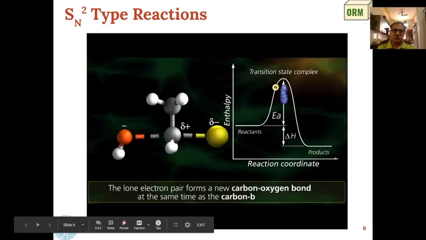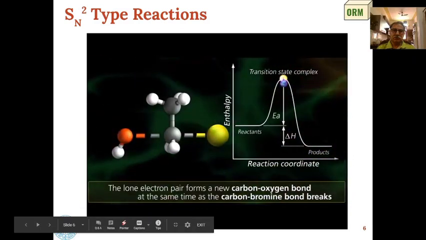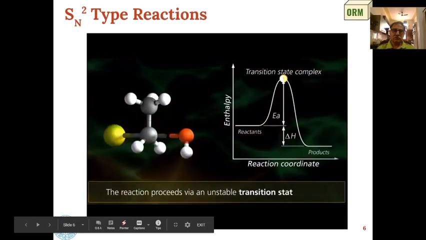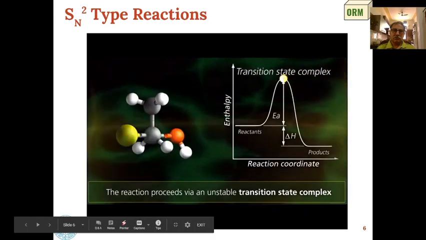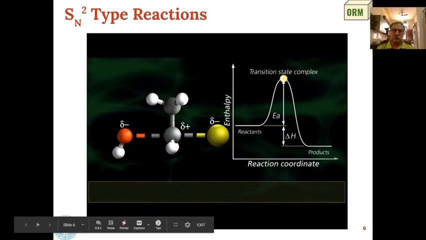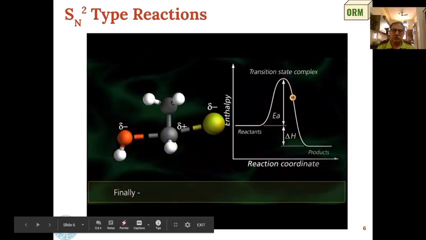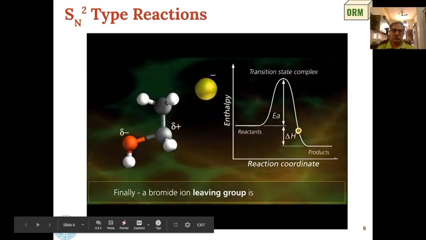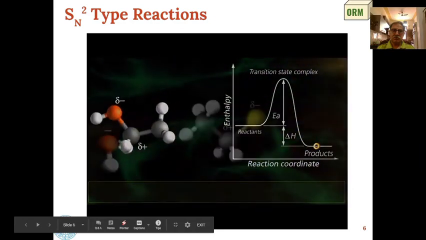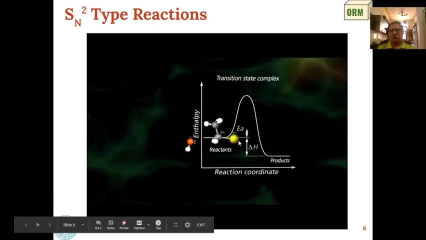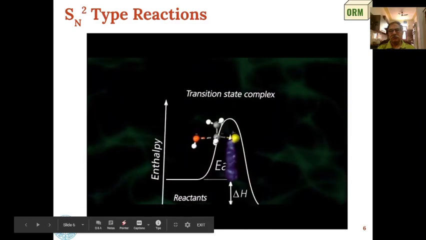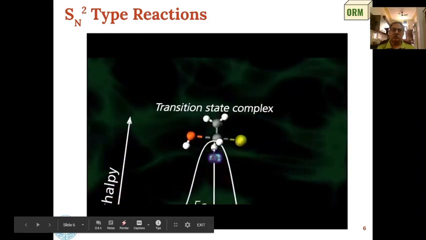The lone electron pair on the nucleophile forms a new dative covalent bond with the partially charged carbon atom to give an unstable transition state complex. The complex behaves like an umbrella blowing inside out as the bonds rearrange into a tetrahedral structure. A bromide ion, called the leaving group, is released. The transition state complex.